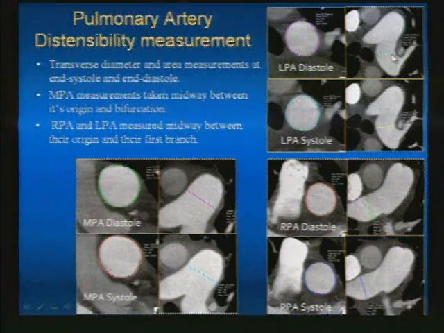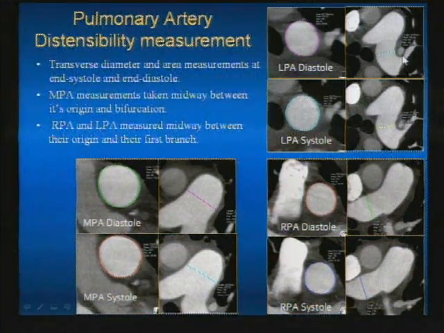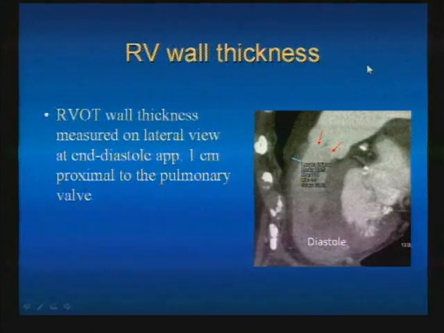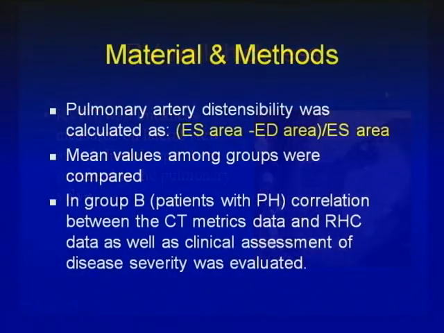The left pulmonary artery and the right pulmonary artery determination was made from the branching point to the first upper lobe branch, so the measurements were made at the middle of those areas. The right ventricular wall outflow thickness was measured on the sagittal oblique image, where you can see nicely the outflow tract, and it was approximately 1 centimeter below the pulmonic valve, which is faintly visualized in the diastolic phase.